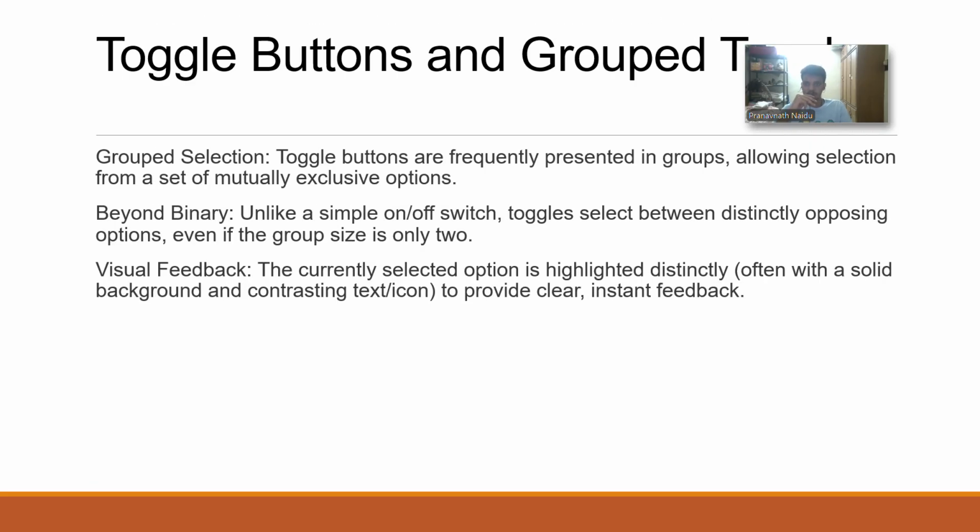Toggle buttons and group toggles. Now again, there are three: group selection, beyond binary, and visual feedback. Group selection refers to toggle buttons that are frequently used or represented in groups, allowing selection from a set of mutually exclusive options. Beyond binary: unlike an on and off switch, a toggle selects between distinctively opposing options, even if the group size is only two. Visual feedback: the currently selected option is often highlighted distinctly to provide clear and instant feedback. These are the features of toggle buttons.